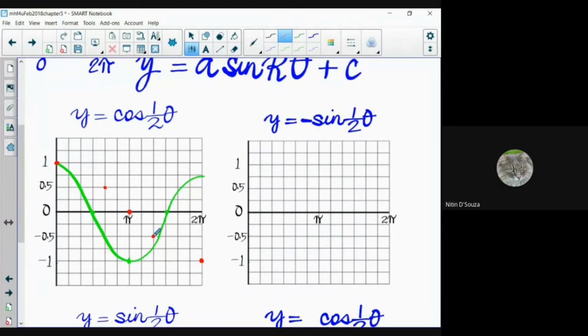How do you know this? Because you know intimately the cosine curve. You know there's one here, so there must be one there. You know there's one 4 away from here, so there's one 4 away from there. And that is cosine of a half theta. Notice it's just the first half and it's stretched by 2 because it's always 1 over K.